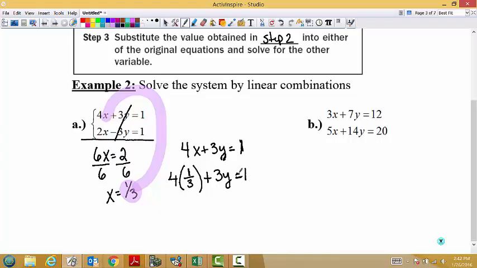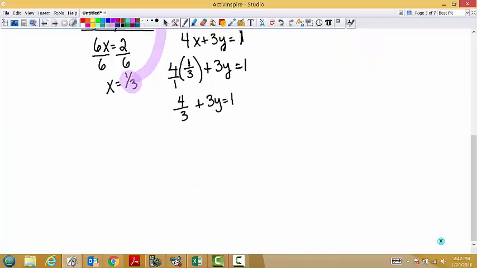Now 4 times 1/3, if you don't know what that is, you can type it in your calculator, but I'm going to do it by hand. You do 4 times 1 on the top and get 4. 3 times 1 is 3. And then you solve it. How do you get rid of add 3y? You would subtract 4/3.